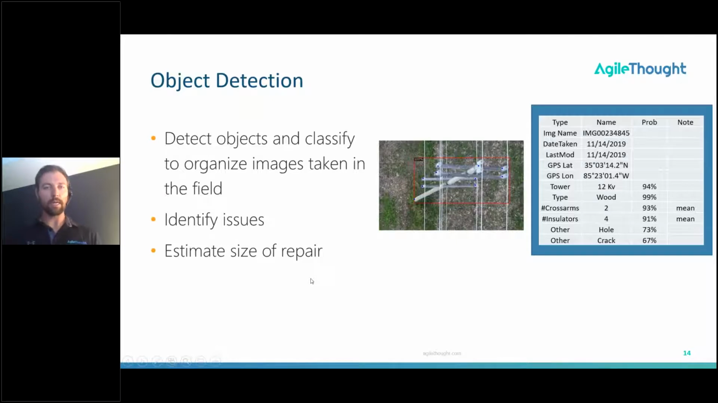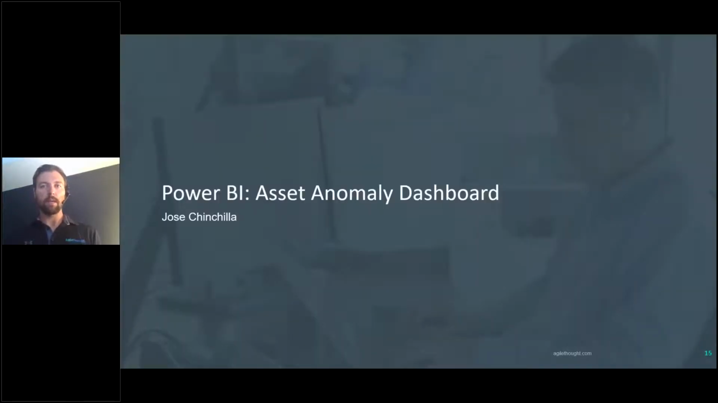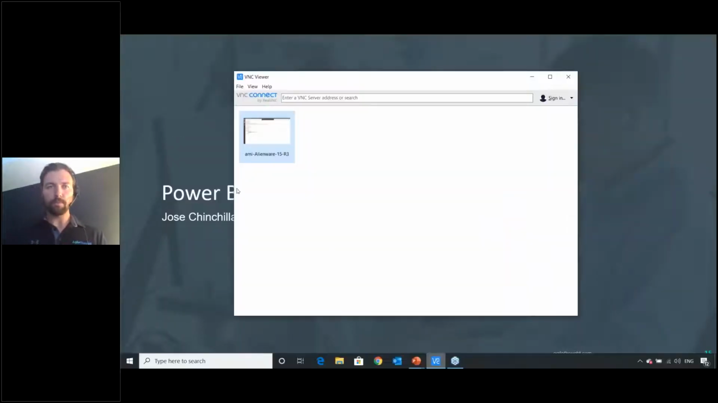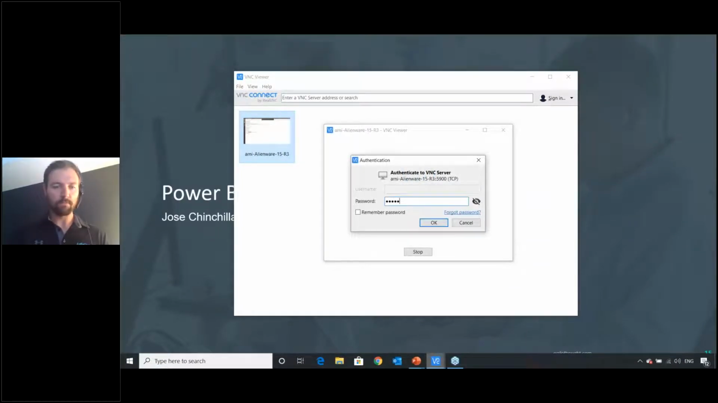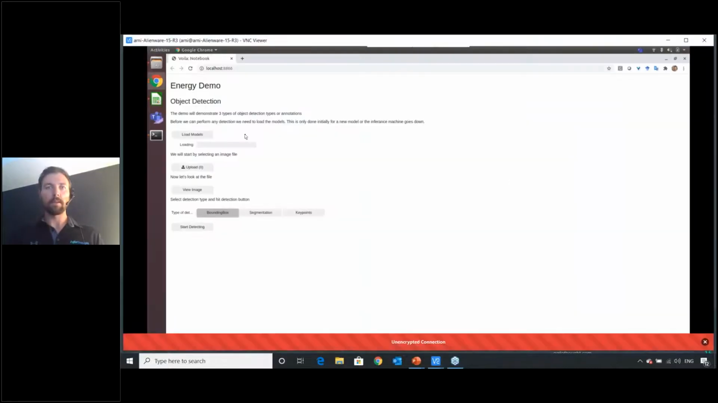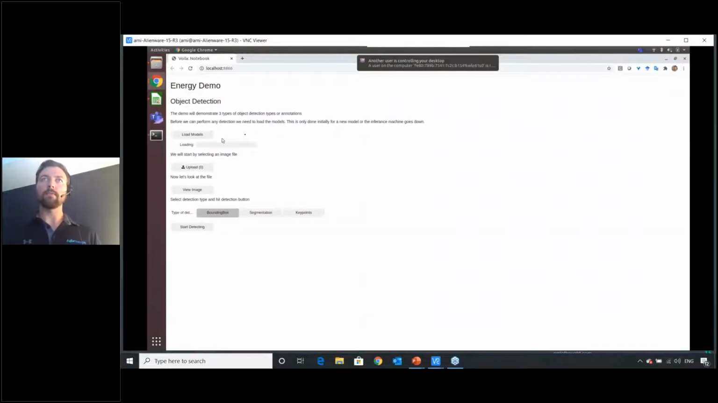But now I'm going to give you a brief demo of how the algorithm actually works. So here we have a quick demo, and I'm again going to demonstrate the three algorithms that I've been talking about: the more generic one, the bounding box, and the instance segmentation, and then the key points. So I'll start by loading up the models.